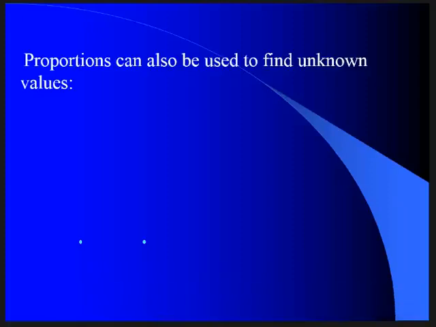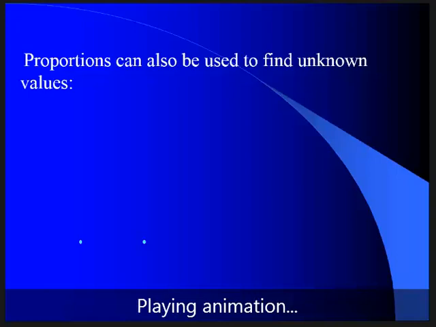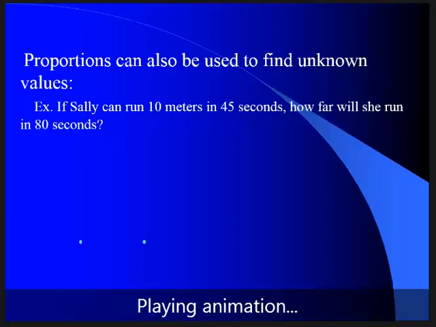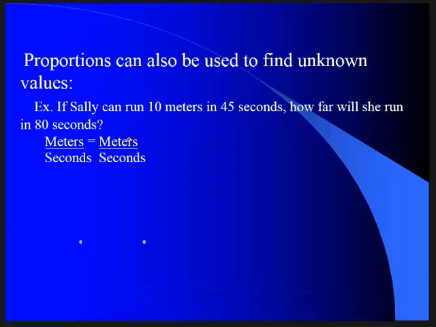So proportions can also be used to find unknown values. Let's do that. If Sally can run 10 meters in 45 seconds, how far will she run in 80 seconds? So I need to set up two ratios equal to each other. I'm going to set meters equal to meters and seconds equal to seconds. Same units equal to each other. On the left-hand side, I'm going to use the first situation in my problem, and on the right-hand side, I'm going to use the second situation in my problem.